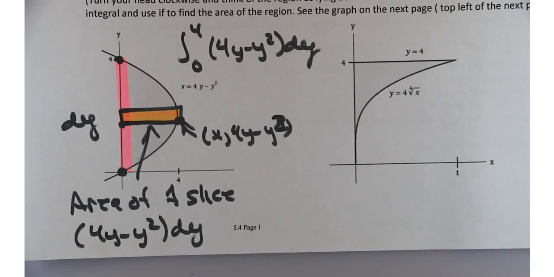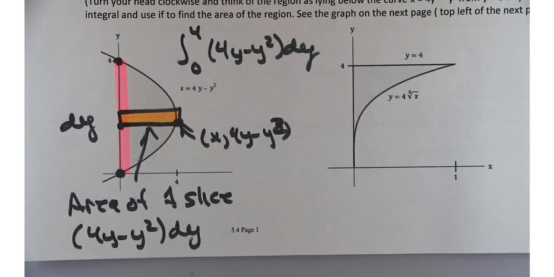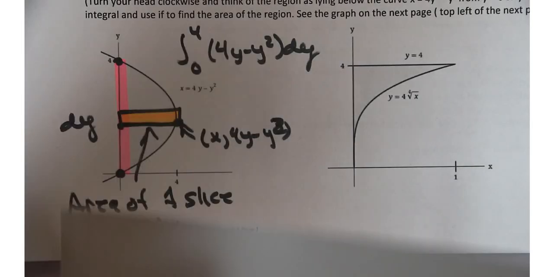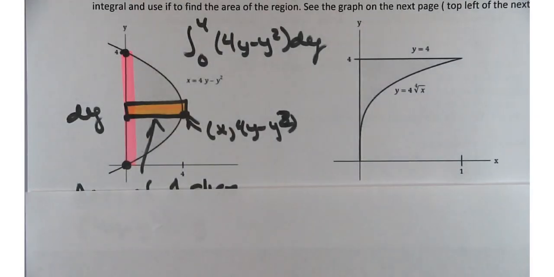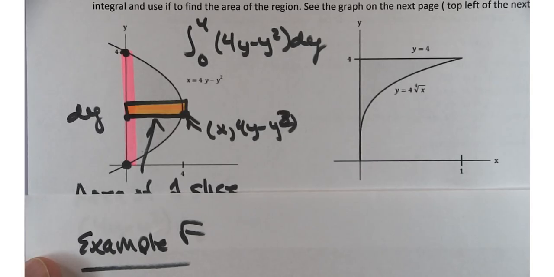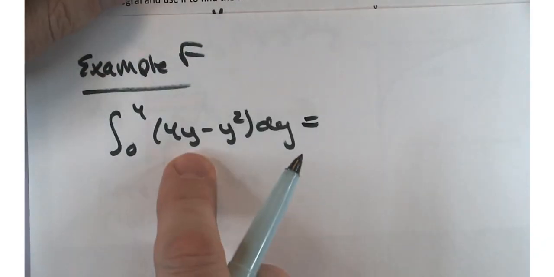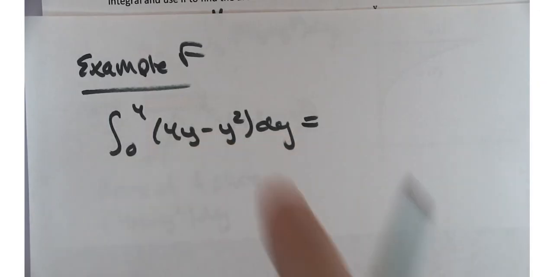Now, as far as evaluating it, let's go back and finish the evaluation part. New sheet here. So this is still example F. We've got the integral from 0 to 4 of 4y minus y squared dy. Start by finding an antiderivative. What's the antiderivative of 4y minus y squared?